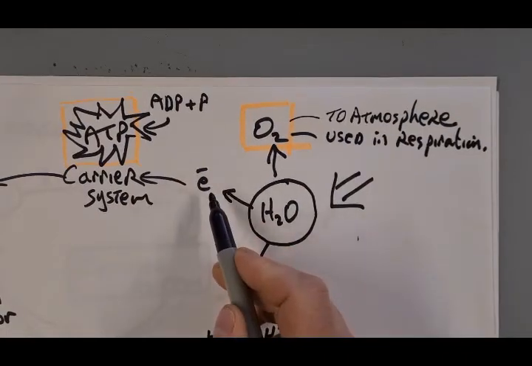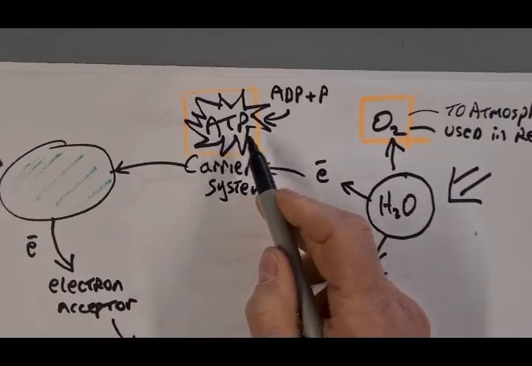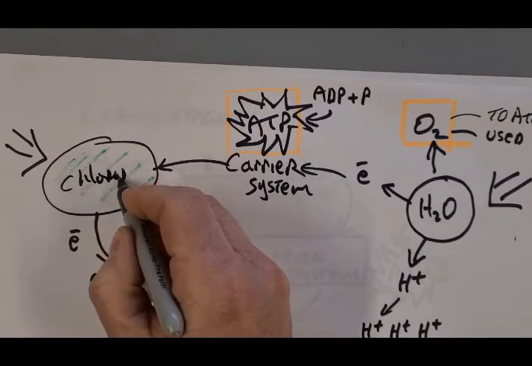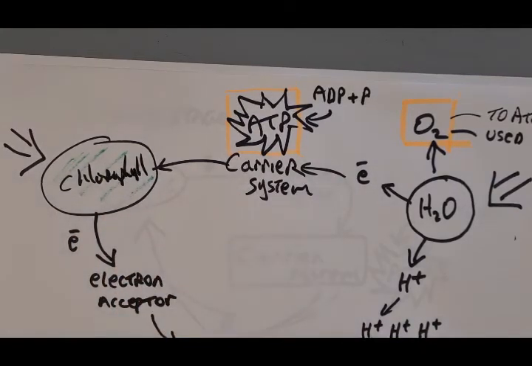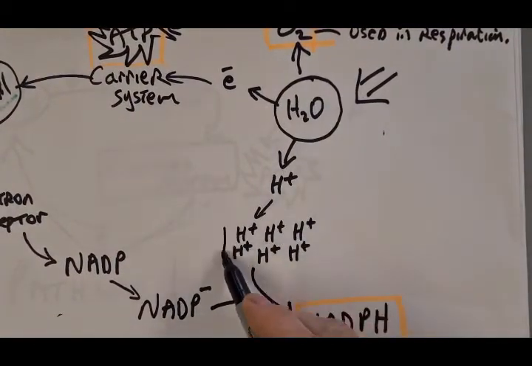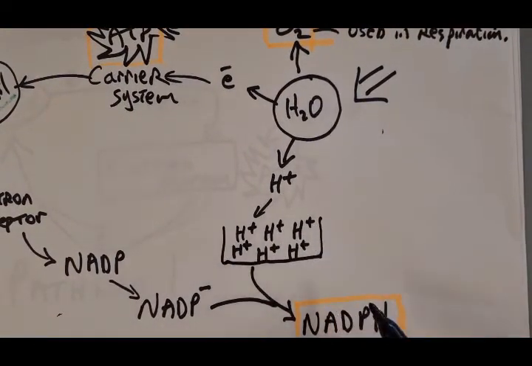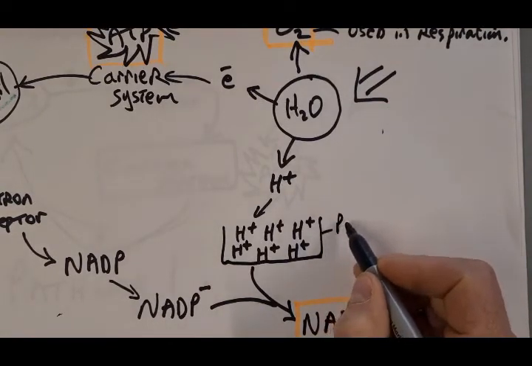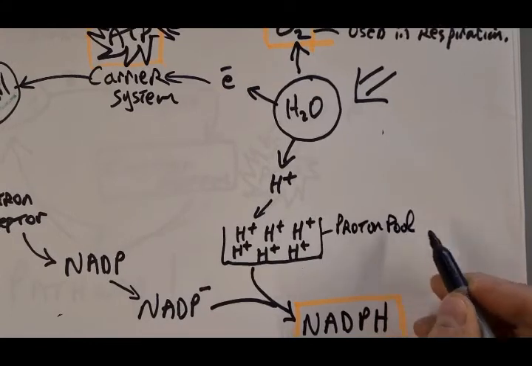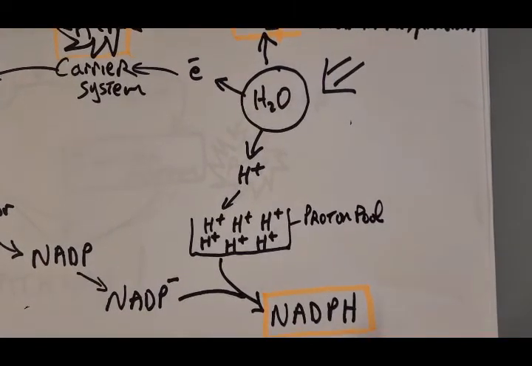What happens to the electrons? We can see it passes along a carrier system to chlorophyll. So this is my chlorophyll molecule here. And what happens to the protons? The protons build up in a proton pool. This little storage area is known as a proton pool. It's just a collection of protons rather than a particular area.